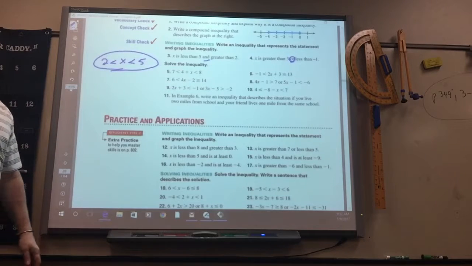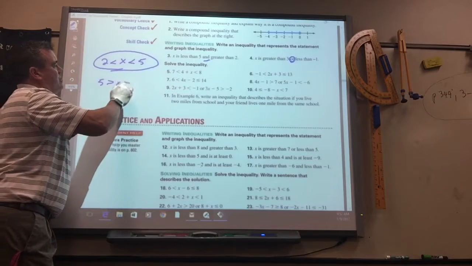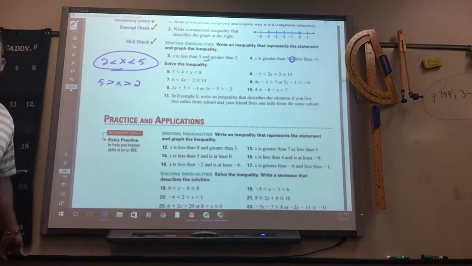Will we get it wrong if it's the other way around? Well, no, it's correct. It is correct if you do it that way. I mean, because they're the same thing, it's just written backwards.